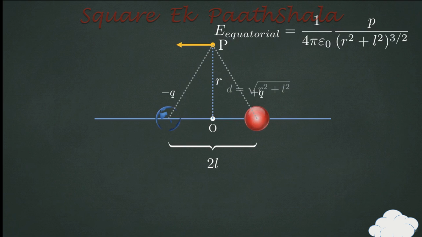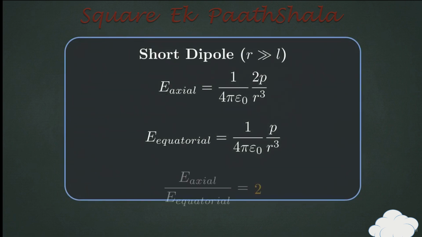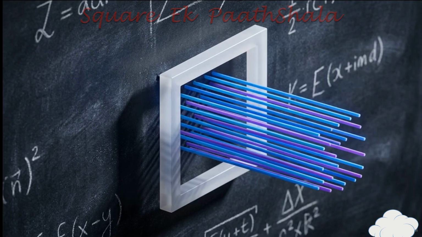In cases where the distance r is much larger than the dipole itself, both field strengths decrease following an inverse cube relationship with distance. When we compare these results, the magnitude of the axial field is exactly twice as strong as the equatorial field. Moving past isolated point charges requires an understanding of continuous flow.